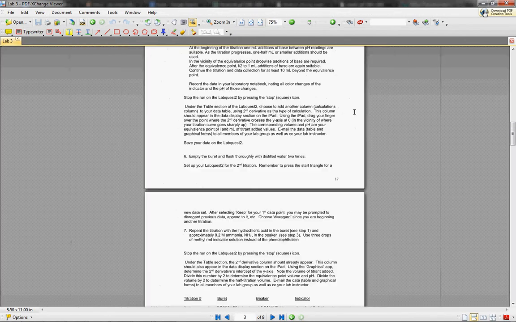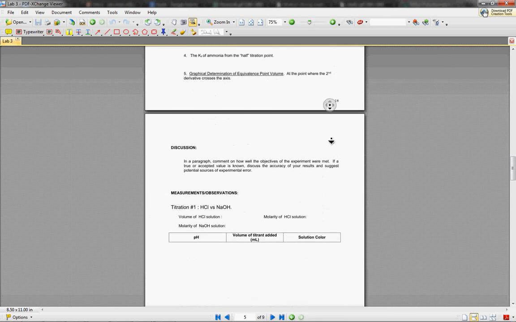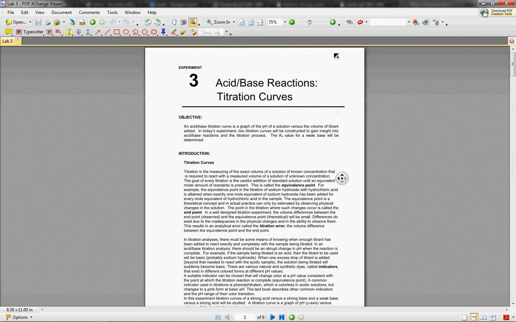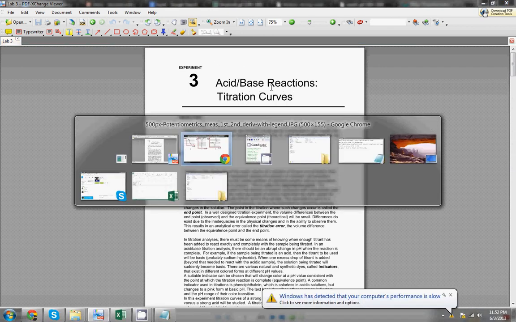And that is basically all that we are going to do in lab this week. Remember, we're going to do both labs: experiment number two and experiment number three. So hope that helps.